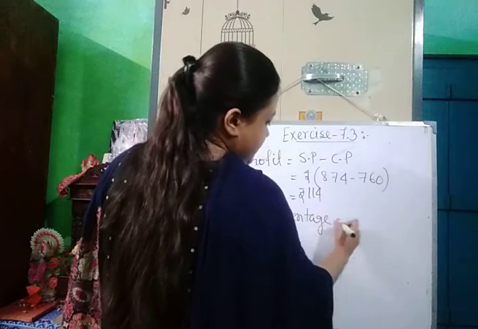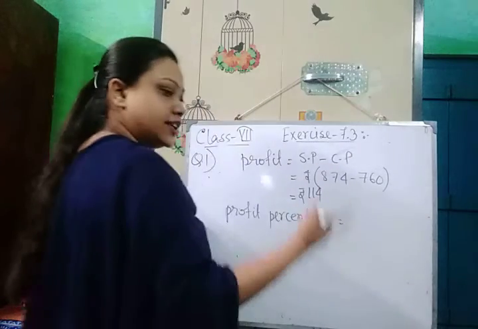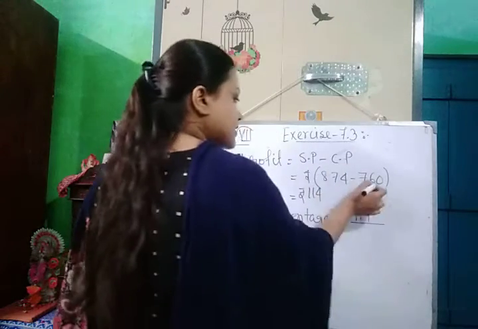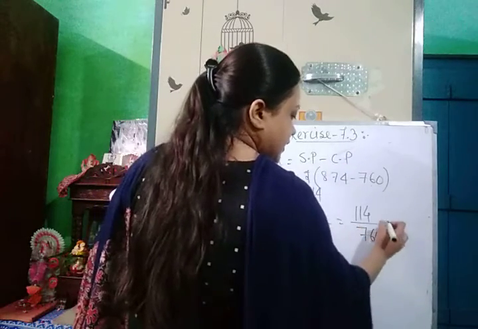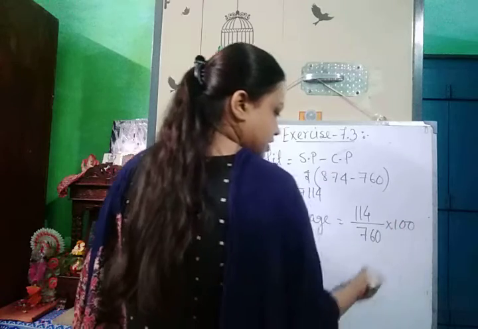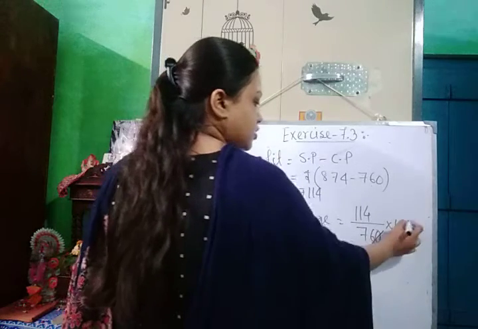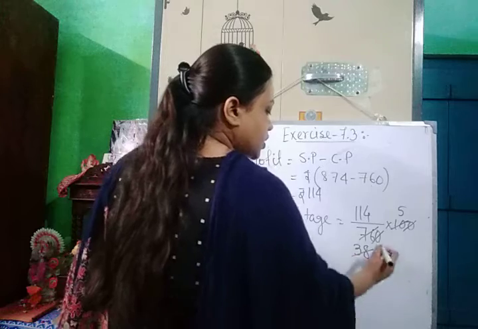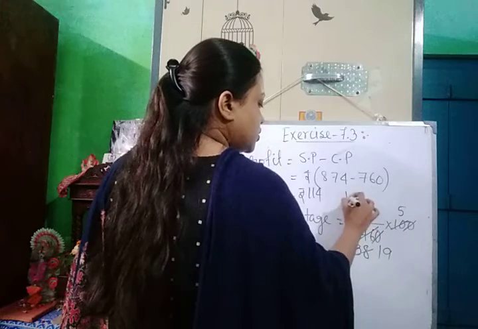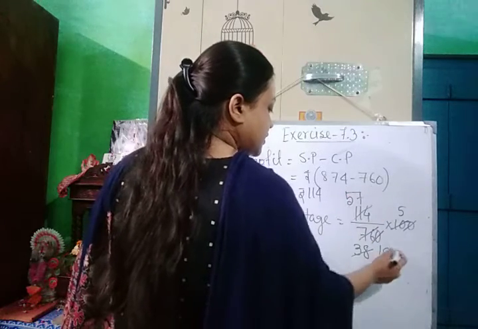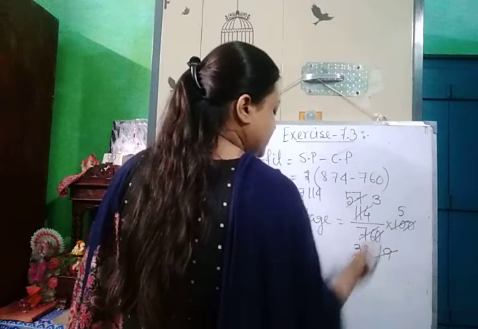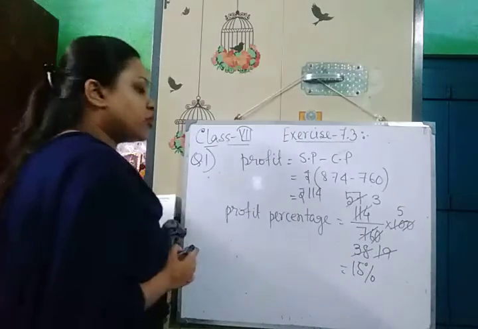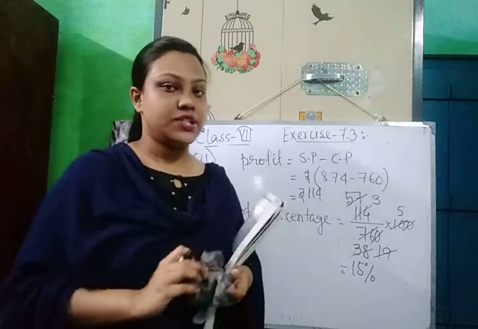Profit percentage is profit by cost price into 100. So profit is 114 by cost price is 760 into 100. Now we will do the cancellation. 0 0 cancelled, 2 5s are 10, 2 38s are 76, 2 19s are 38, 2 57s are 114, 19 1s are 19, 19 3s are 57. So 15% is the required profit percentage. Okay, I hope this is clear.